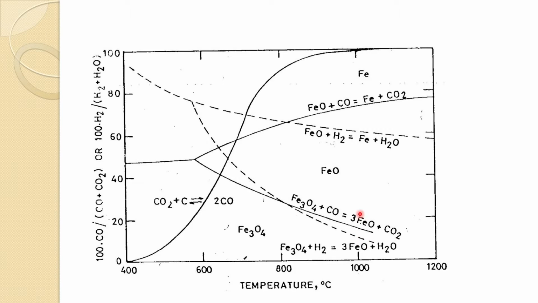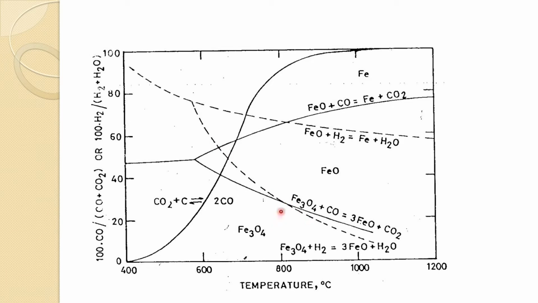So, you can see at 800 degrees Celsius or so, the hydrogen line and the carbon line intersect. And what does it mean? Below this temperature you need less CO to reduce the magnetite, but you may need a higher hydrogen potential to reduce the magnetite below that temperature. So, one can clearly see it.